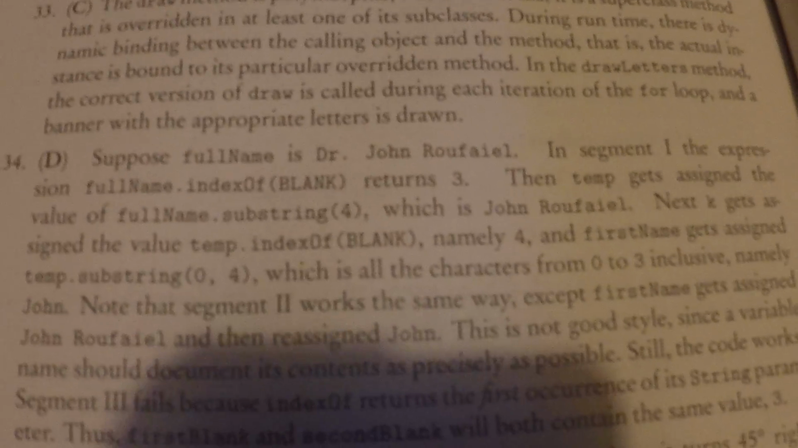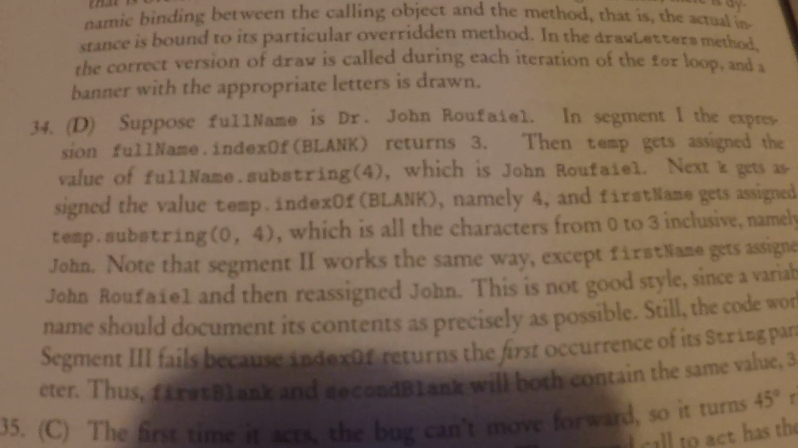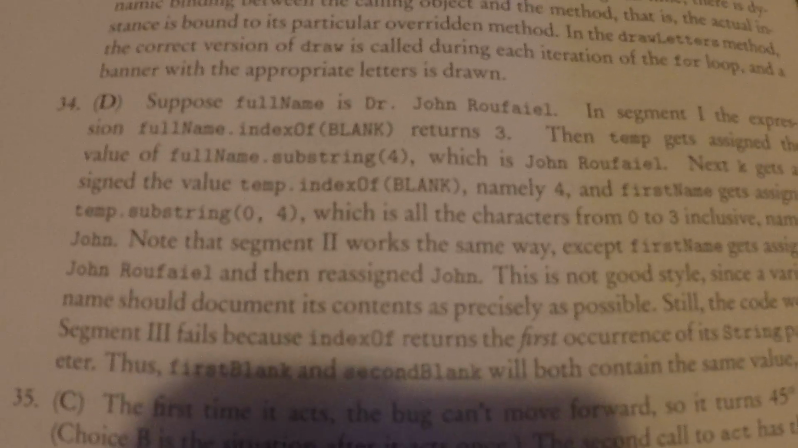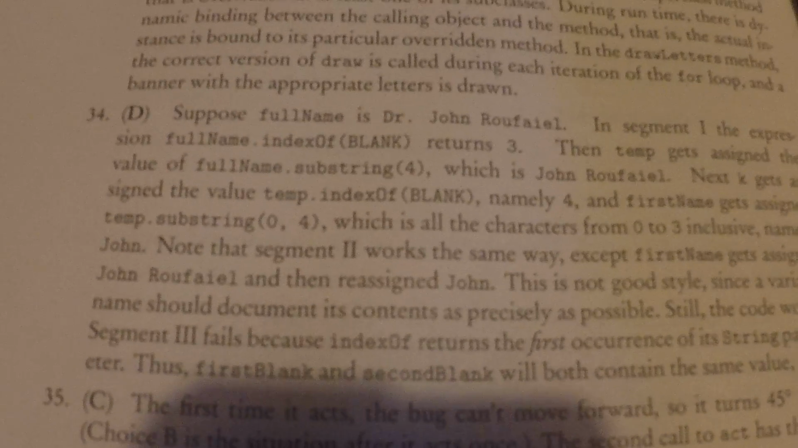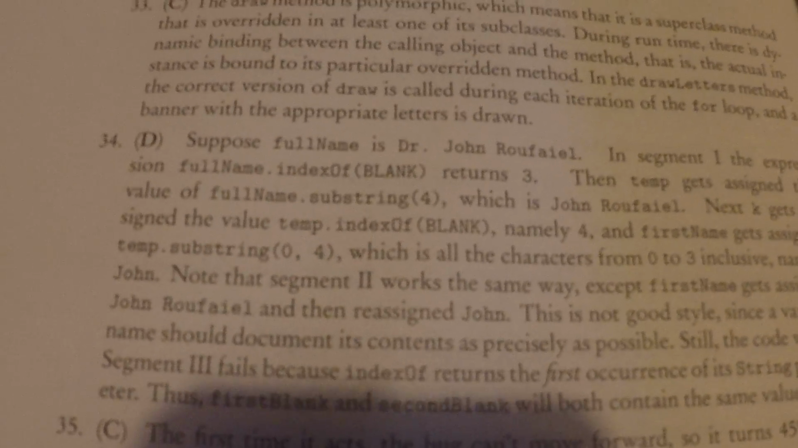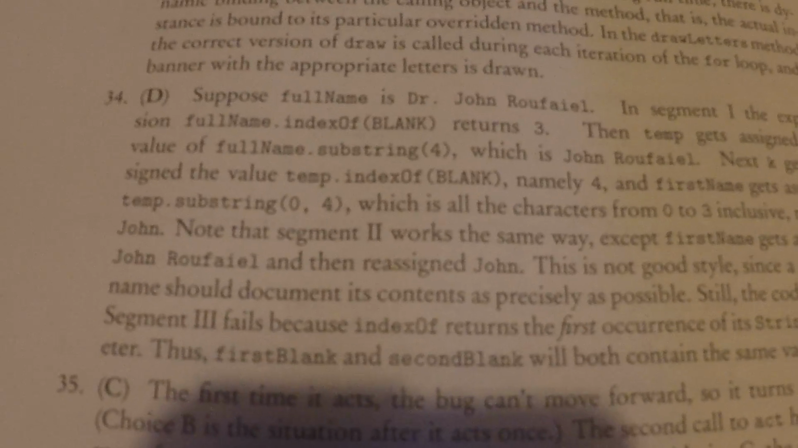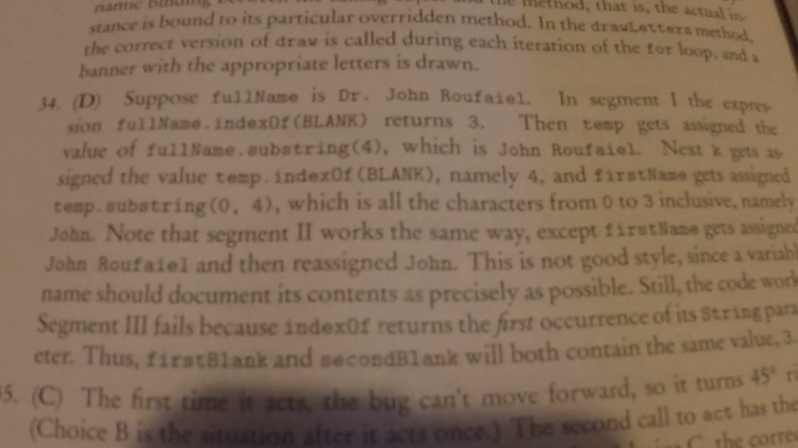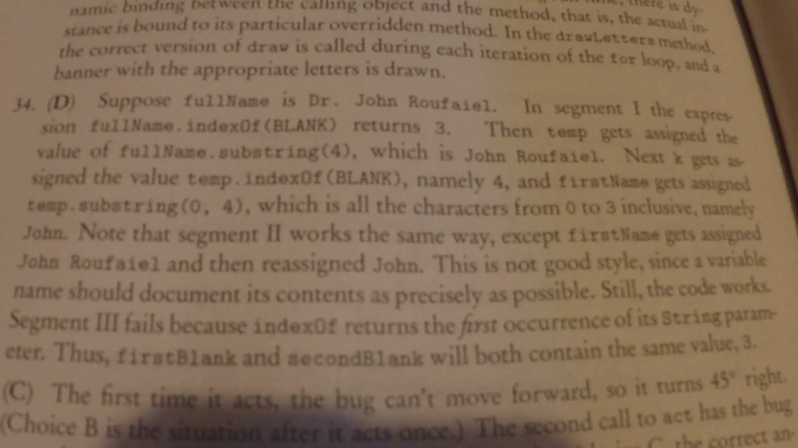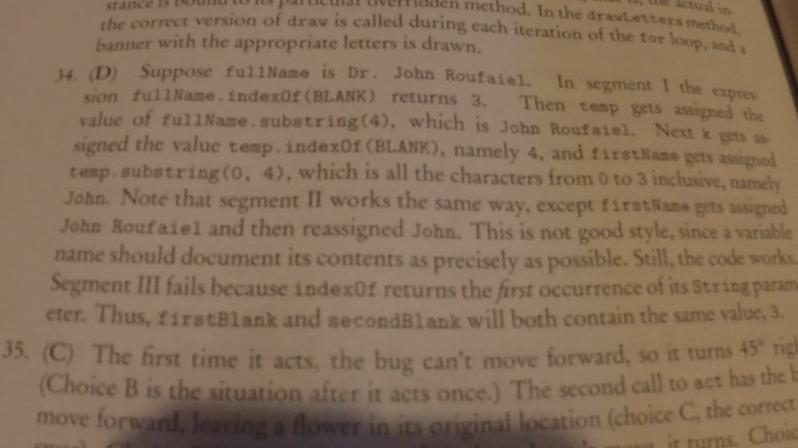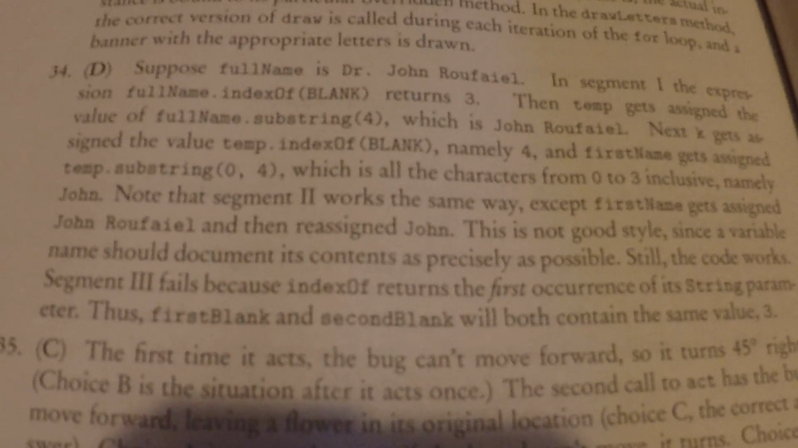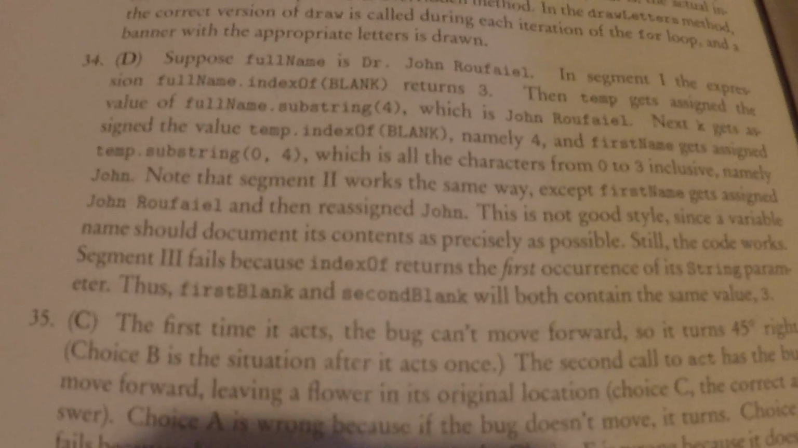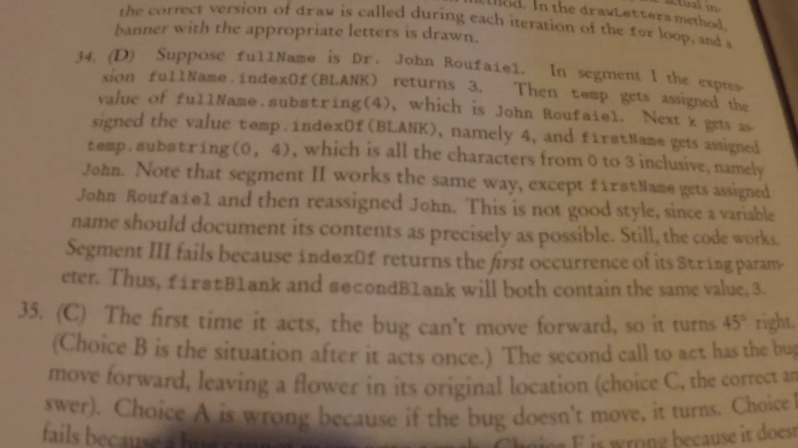34d. Suppose that fullName is Dr. John Rufio. In segment 1, the expression fullName.indexOf(" ") returns 3. The temp gets assigned the value of fullName.substring(4), which is John Rufio. Next, k gets assigned the value temp.indexOf(" "), namely 4, and firstName gets assigned temp.substring(0,4), which is all the characters from 0 to 3 inclusive, namely John. Note that segment 2 works the same way, except firstName gets assigned John Rufio and then reassigned John. This is not good style, since a variable name should document its contents as precisely as possible.